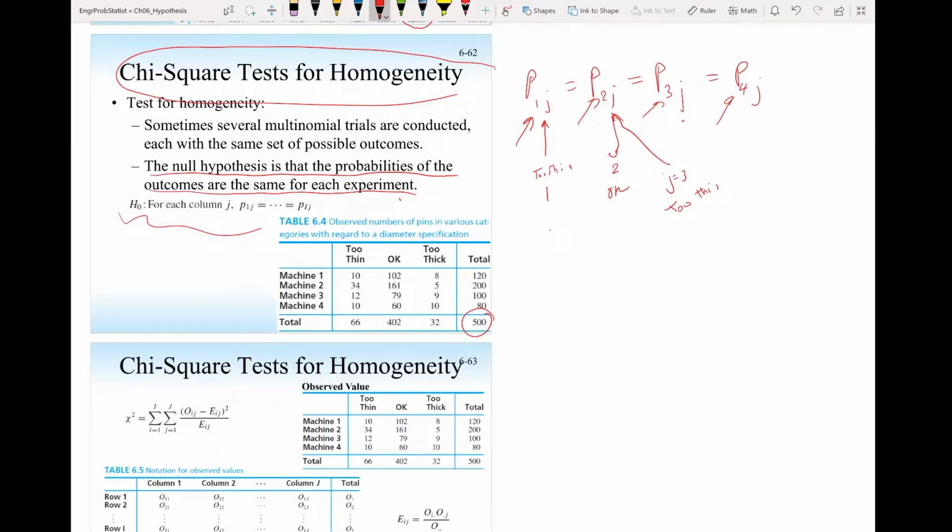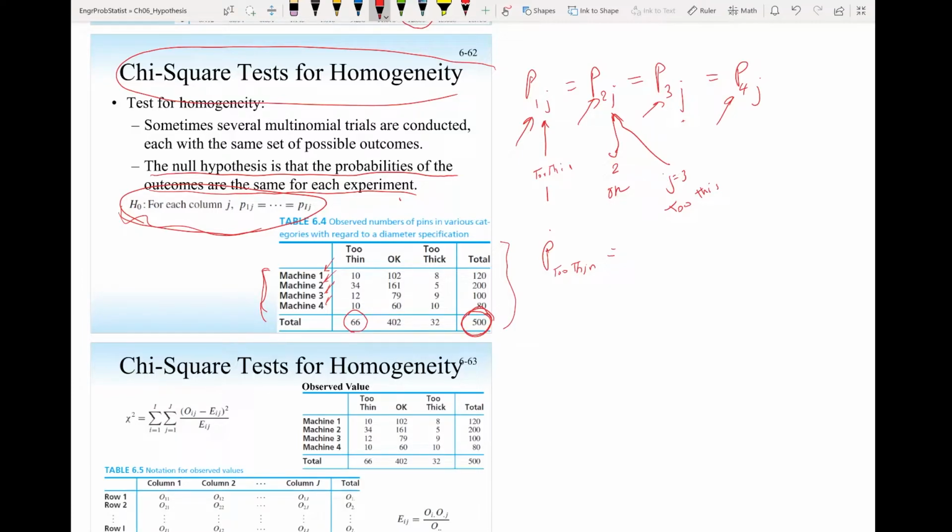How do we conduct the hypothesis test for the homogeneity of these machines? We have to construct the expected value and compare the observed value with the expected value. I have to find the probability of too thin, and it should be the same for machine 1 and 2 and 3 and 4, according to the null hypothesis. So if I want to calculate the probability of too thin, and it should be the same for all machines, then how many too thin do I have out of 500?